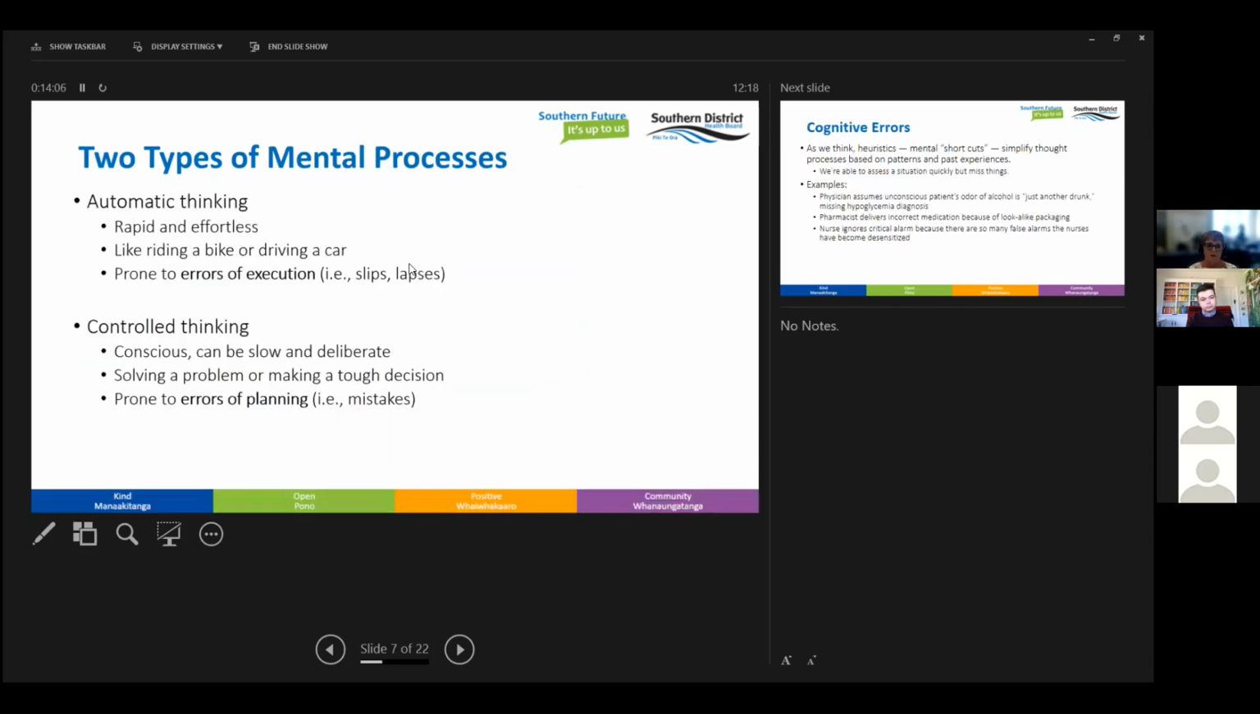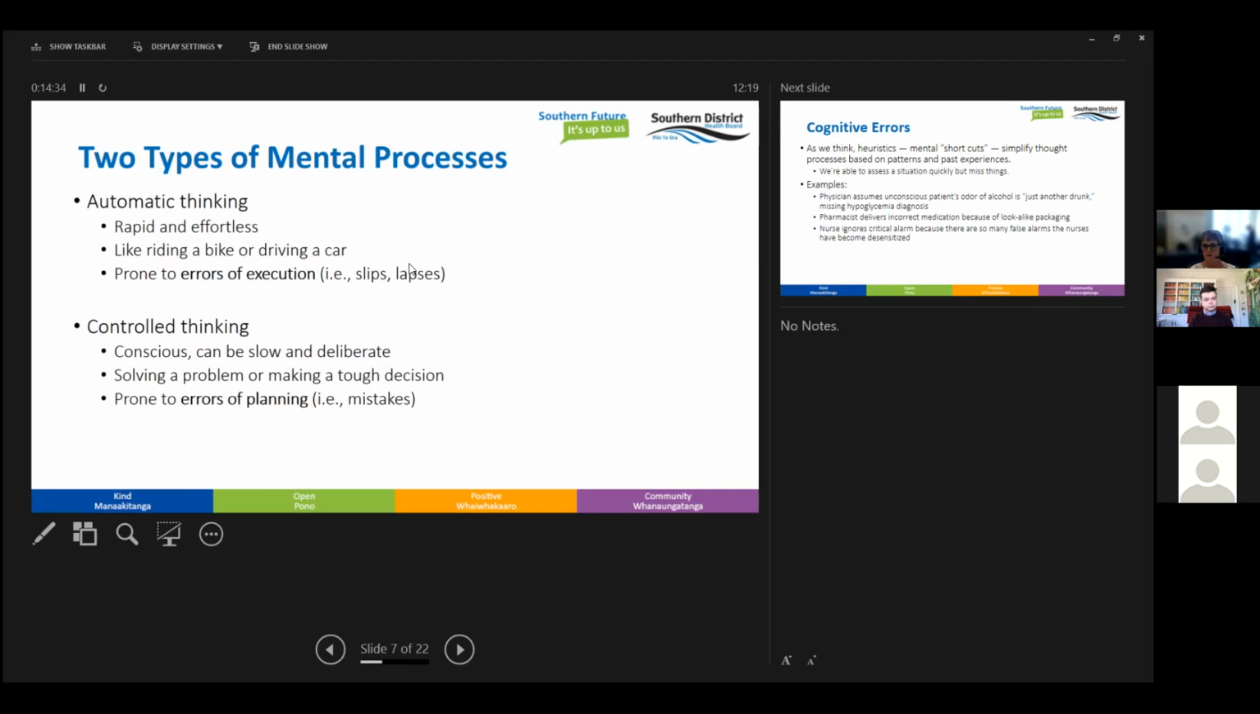Along with that, you've got two types of mental processes. So you've got your automatic processes where we know how to do stuff. So we can do an ECG because we do it time and time again, and we know exactly what needs to happen. These are prone to errors of execution. So if I put one of my leads in the wrong place this time because someone's talking to me and I'm distracted, the recording will look different.